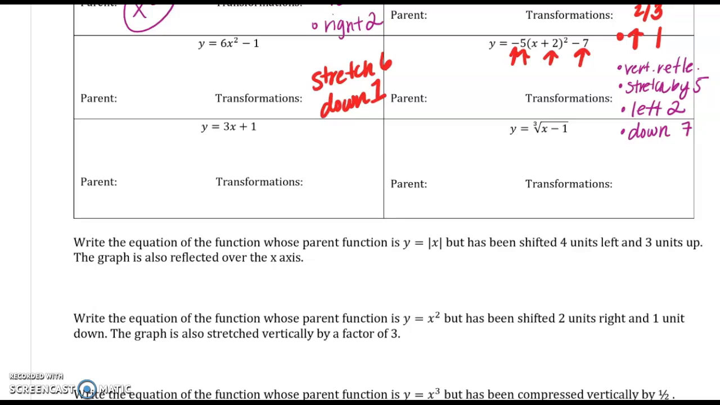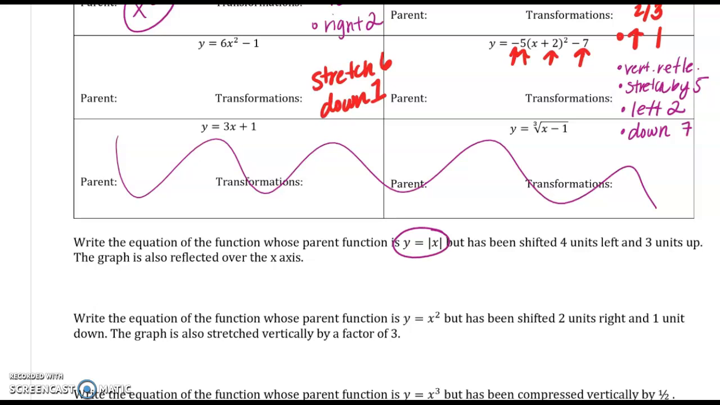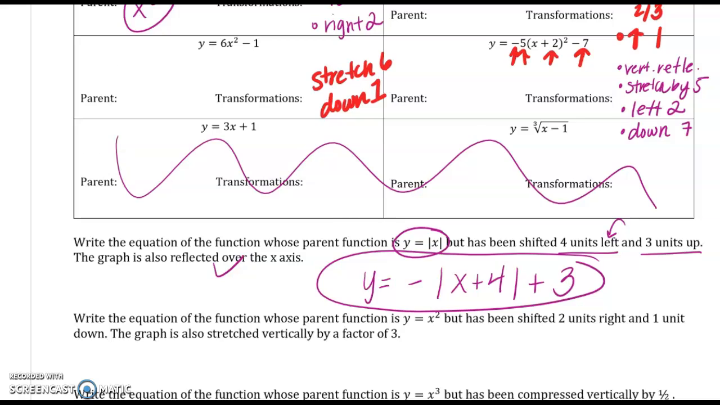All right, we can skip these last two. I think you get the point. So write an equation of a function whose parent is this, but it's shifted 4 units left and 3 units up. It's also reflected. So we're going to have a negative out front, because that's going to be the reflection. It's going to go 4 units left. So I'm going to get an x plus 4, and then 3 units up. And that is my final answer.